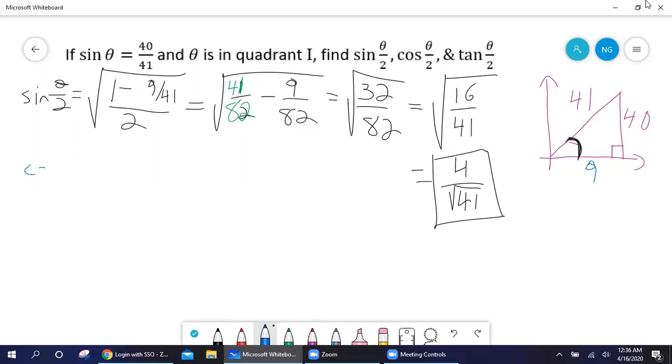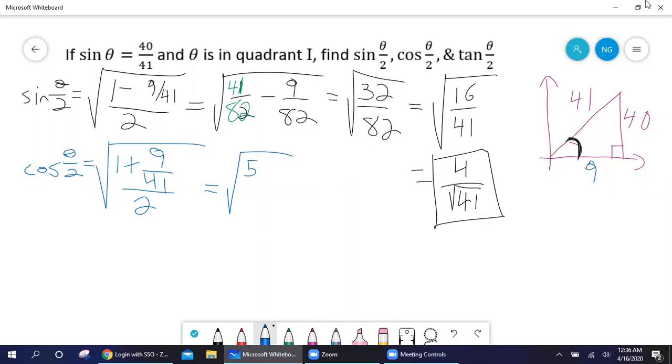Cosine will follow very similarly. It's almost the same formula, except that it's 1 plus the cosine. So it'll be 1 plus 9 over 41 all over 2. I'm not going to go through every step, but you'd be following the exact same procedure that we did for the sine. You should end up with square root of 50 over 82, which reduces to the square root of 25 over 41, which is 5 over root 41.